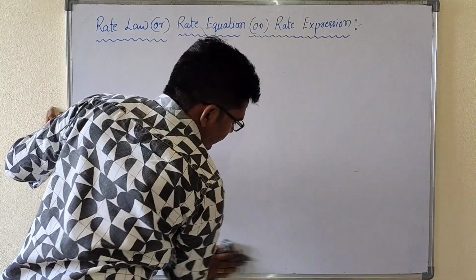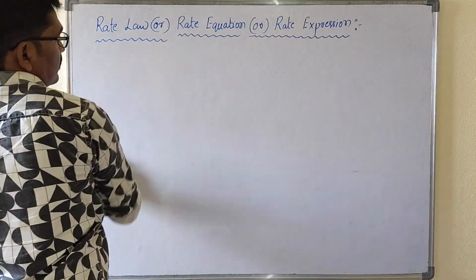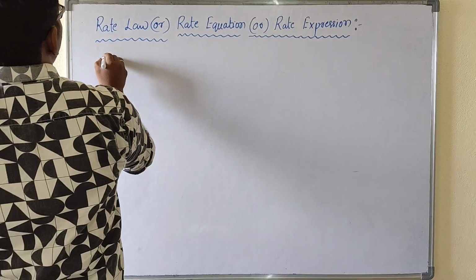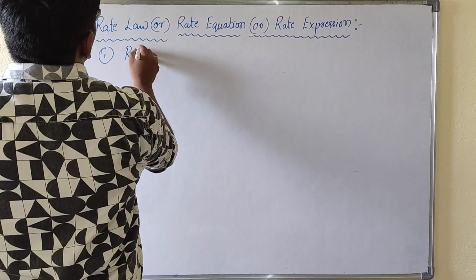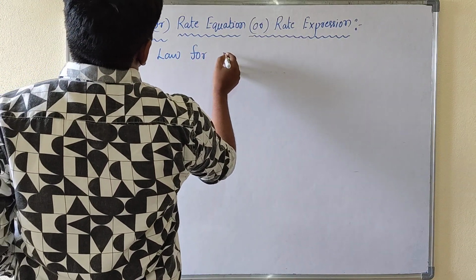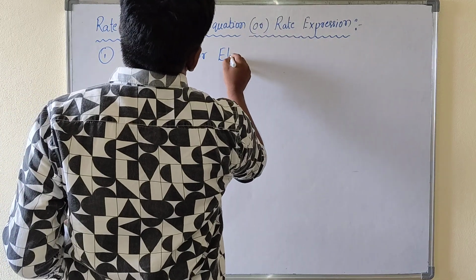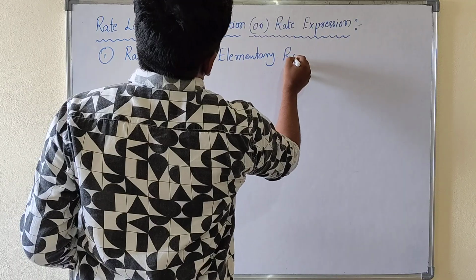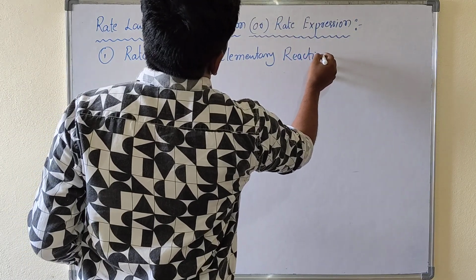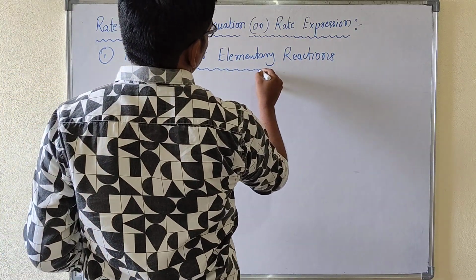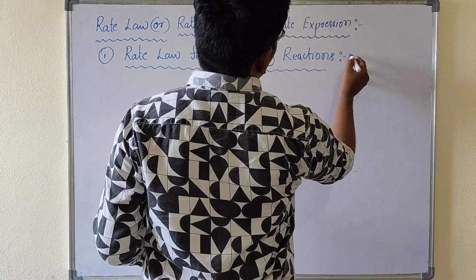First we are taking the rate law expression, that is the first one, rate law or rate equation for which reactions? Elementary reactions. So listen, my dear students, carefully, observe it. What are the elementary reactions?